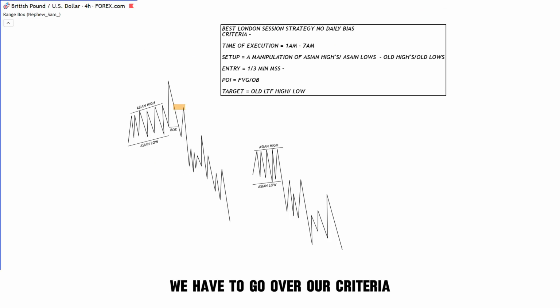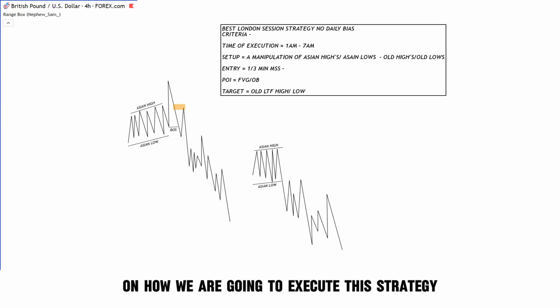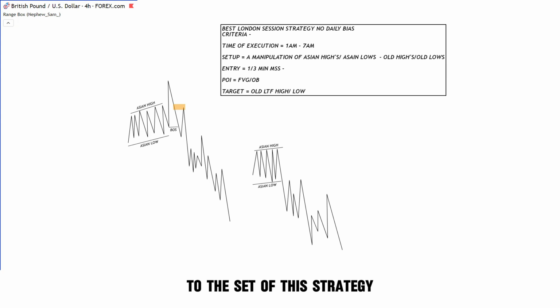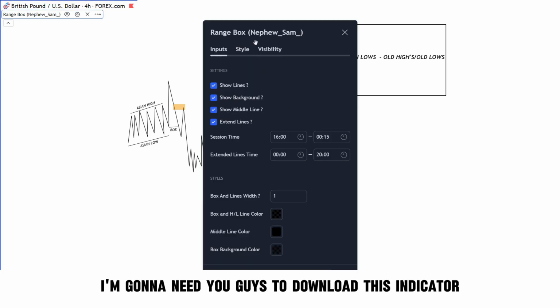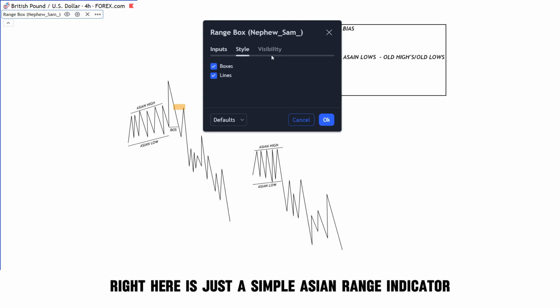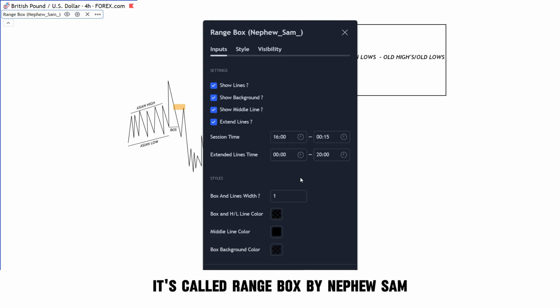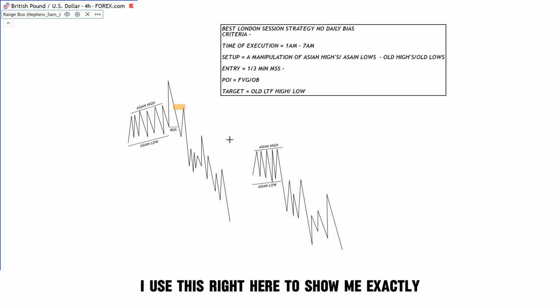Before we hop on the charts, we have to go over our criteria on how we are going to execute this strategy. To use this strategy, we will be using our Asian session, right? The Asian session will be our main key to set up this strategy. First and foremost, I'm going to need you guys to download this indicator right here. It's just a simple Asian range indicator. It's called Rangebox by Nephew Sam. I use this to show me exactly where the Asian session was, because we'll be utilizing the Asian session for this strategy.